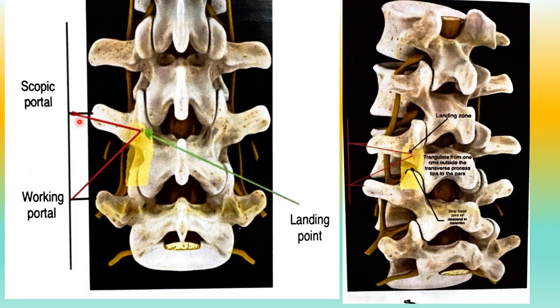This is how we start. 1 centimeter from the mid of the transverse process here, 1 centimeter from the mid of the transverse process at the lower side, and this is the working portal, this is the scopic portal. We land on this area, the landing point, and this is our working area. We start drilling at the transverse process and pars junction and proceed like this.